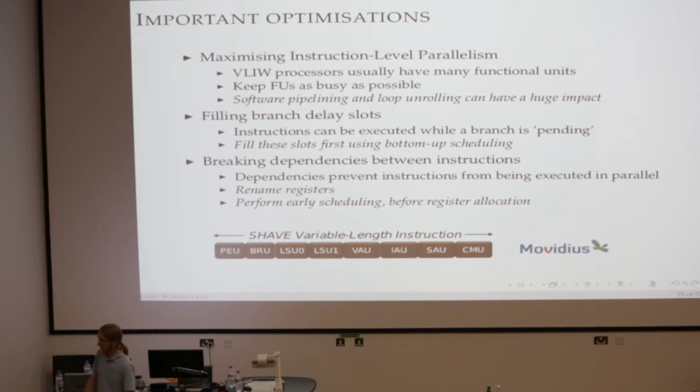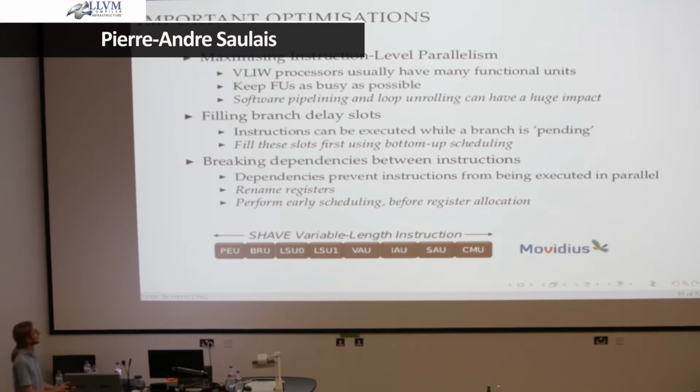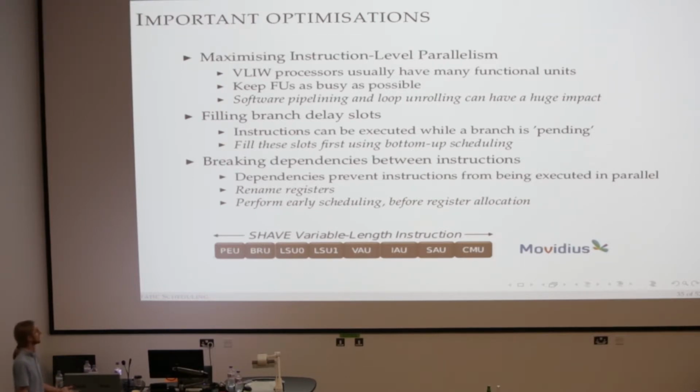As we've seen before, Shave has quite a lot of functional units. Here you can see the 8 units you can use. The most obvious thing you want to do is to maximize the instruction level parallelism by keeping all these units busy. Two good ways to do this are software pipelining, as you've probably seen in the talk this morning about software pipelining for Shave, and loop unrolling, so that you have more opportunities to put things in different units.